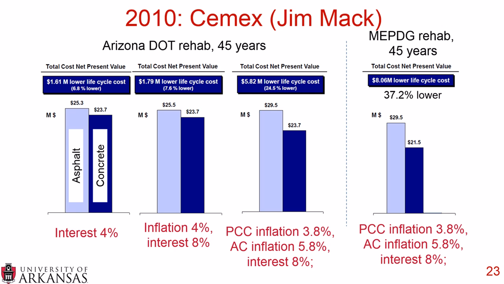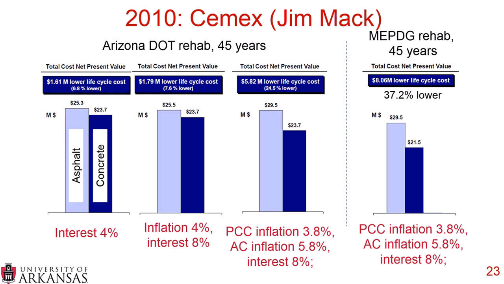And then looking at a MEPDG, Mechanistic Empirical Pavement Design Guide rehab strategy over 45 years, you can see here the PCC was 37.2% lower. So going from the left to right, we're at 6.8% lower, 7.6% lower, 24.5% lower, now 37.2% lower.